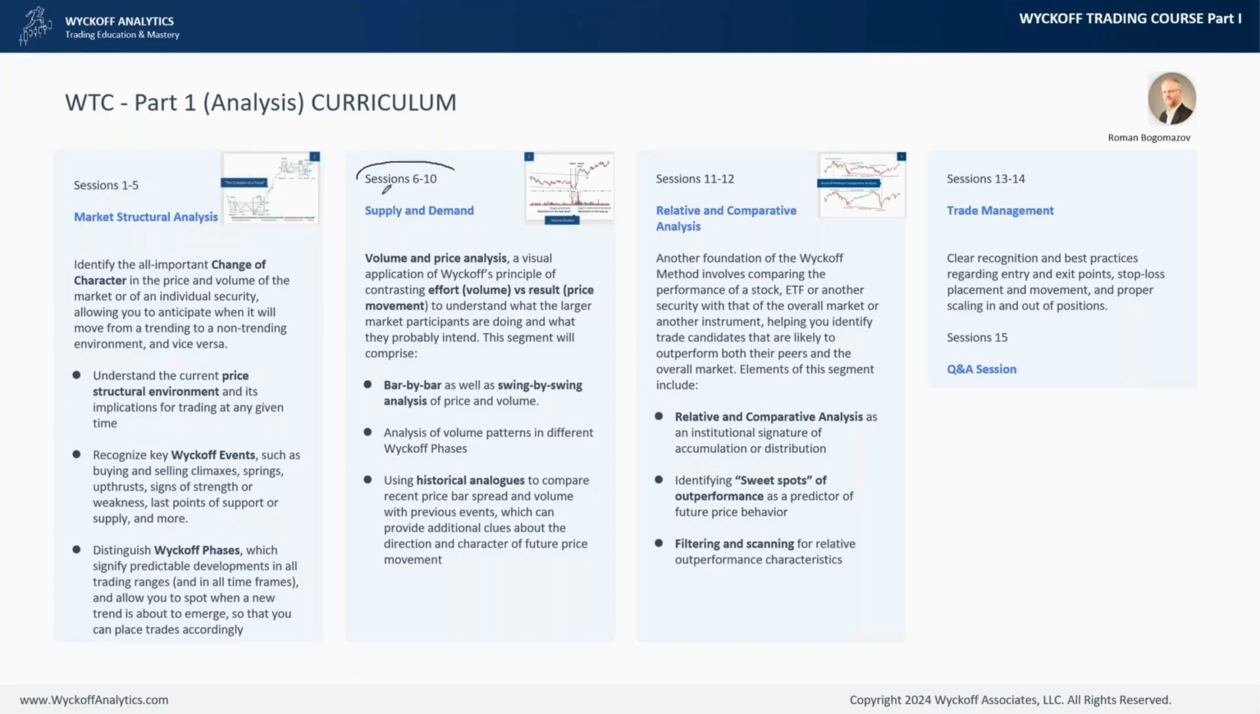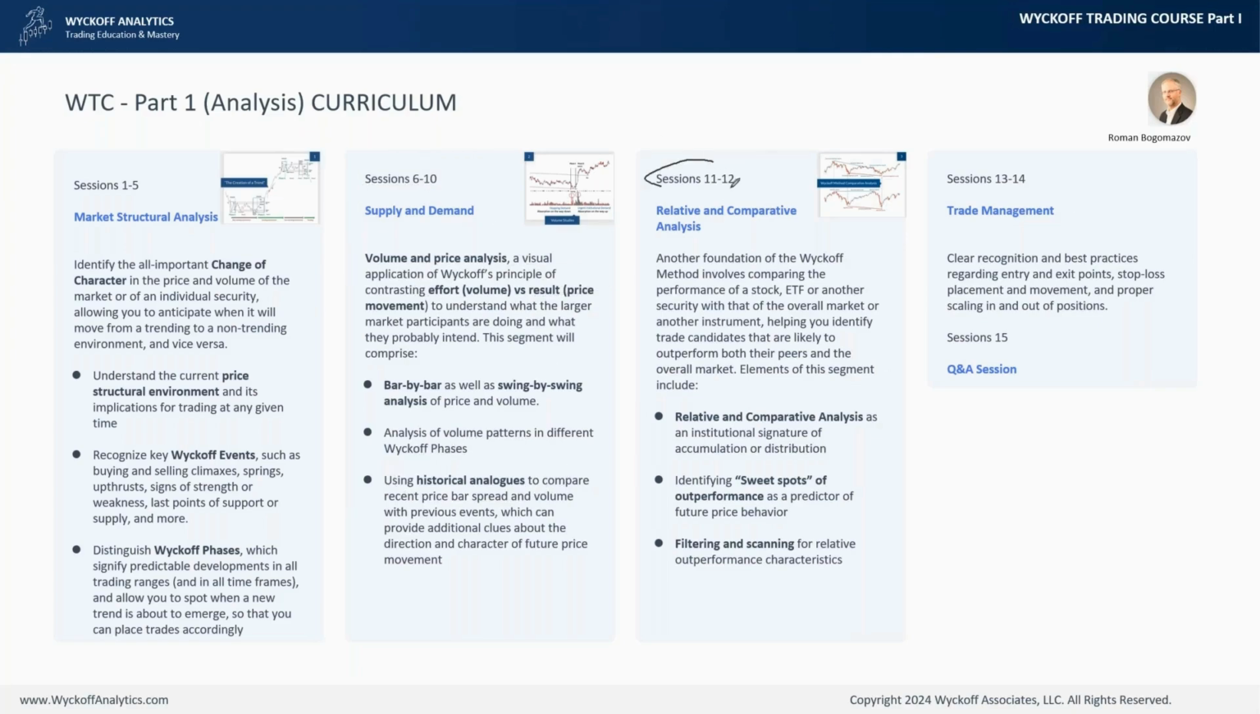In sessions 6 to 10, we're going to talk a lot about supply and demand. And this is probably one of my favorite topics, just in general in technical analysis or chart reading. We'll talk about volume and price analysis, how effort versus result can be seen on the chart. And we're going to concentrate on the bar by bar, swing by swing analysis, and also historical.